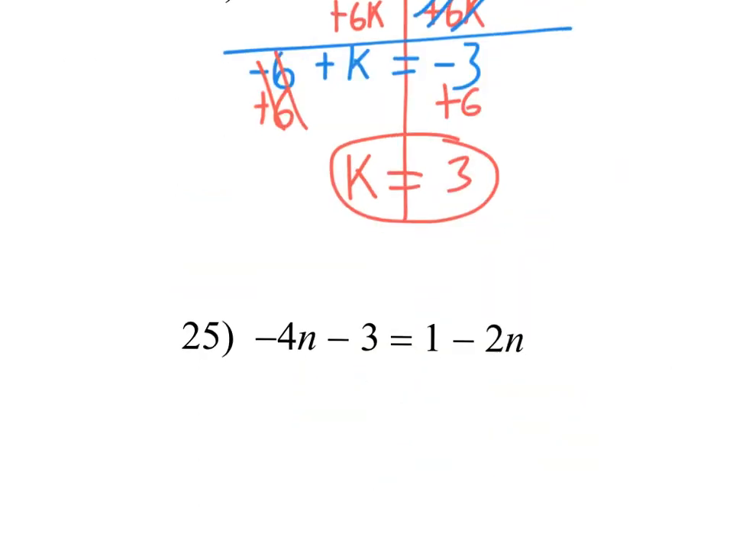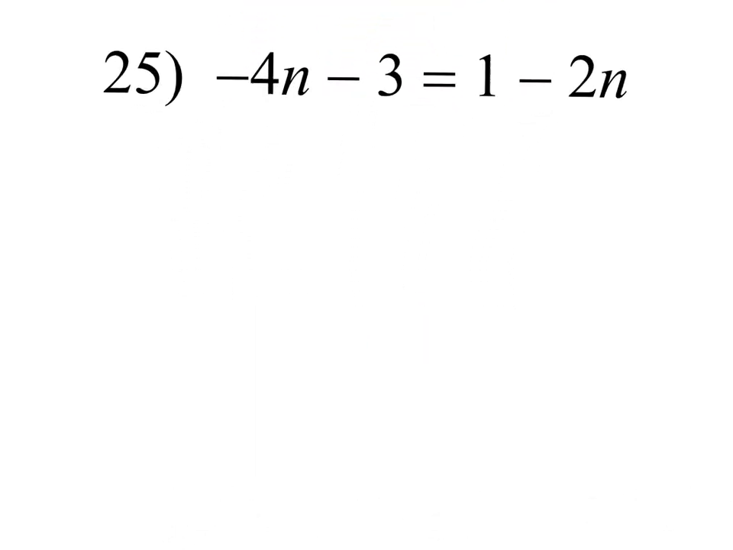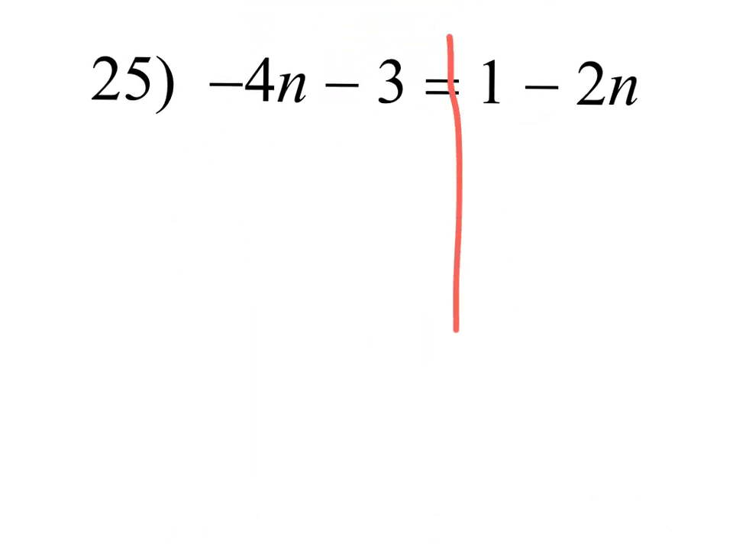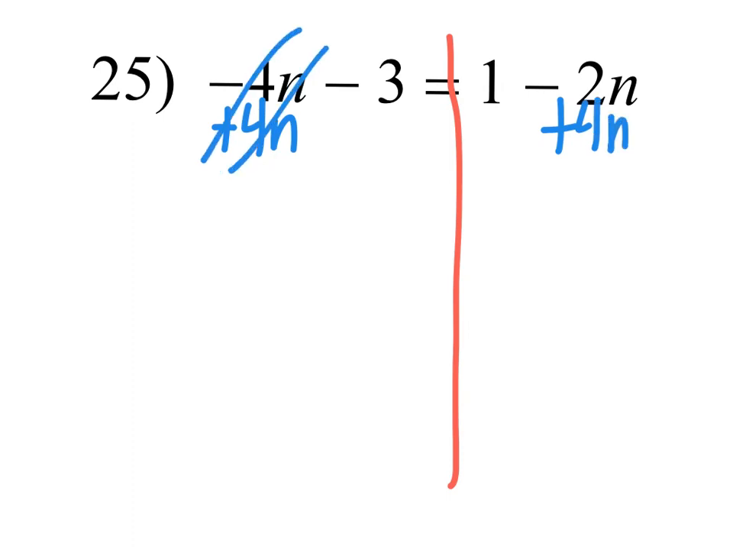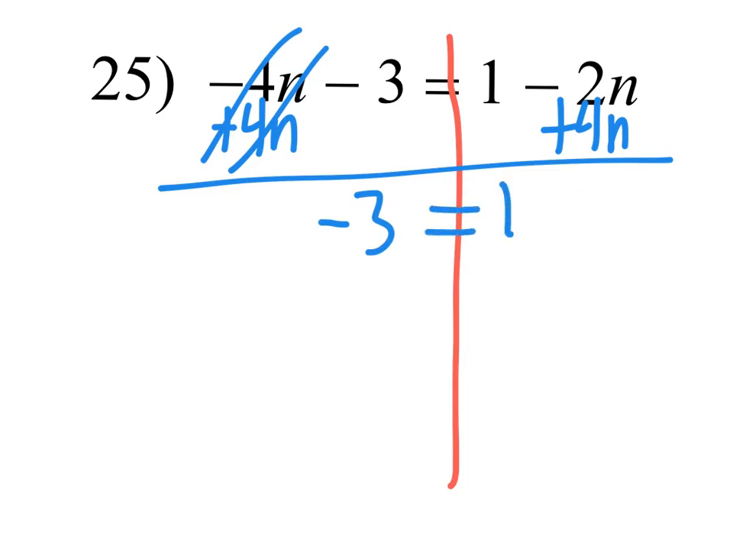And on to the last one. Number 25. Draw the line. Between negative 4n and negative 2n, negative 4n is the smaller. So I'm going to do plus 4n, plus 4n. These two cancel out and I'm done. I have negative 3 here now, equals 1, and negative 2 plus 4 is going to be positive 2. So plus 2n. Now it's just a two-step.